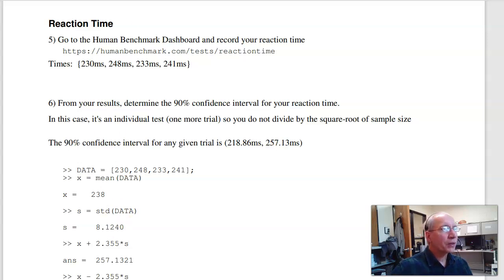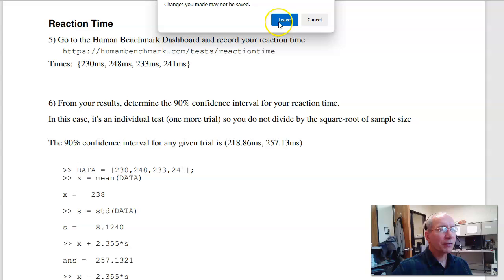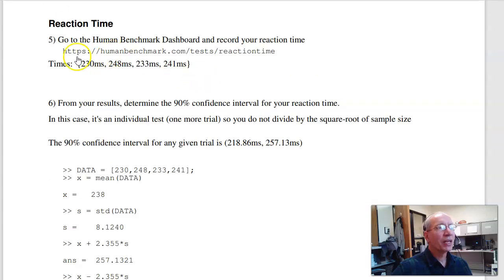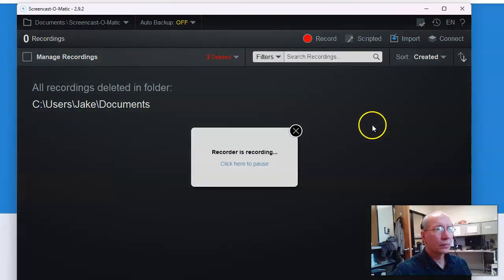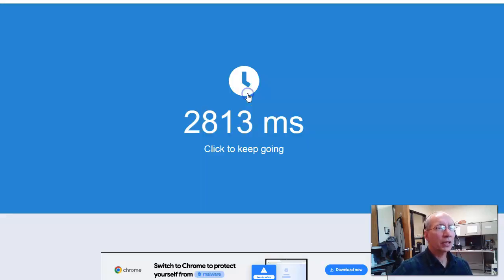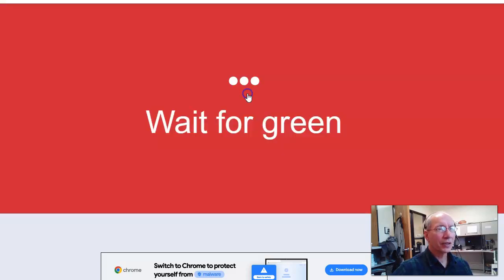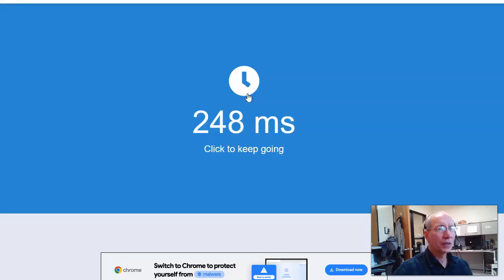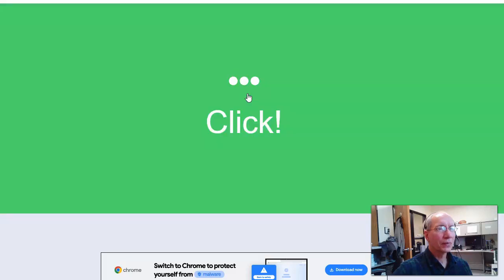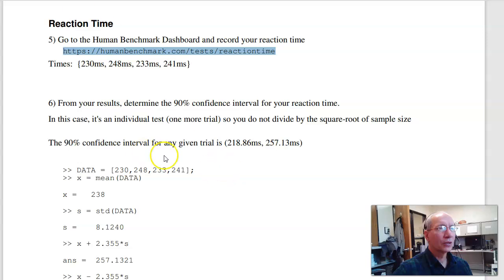Next problem, if I go to this website, kind of a fun one. Yep, got to be connected with the web to do that. It'll sit there and measure your reaction time. Okay, so here's the game. When you click, oops, try again. I wait for the light to turn green. When it turns green, I click the button. 248 milliseconds, try again. 223 milliseconds. So collect some data.